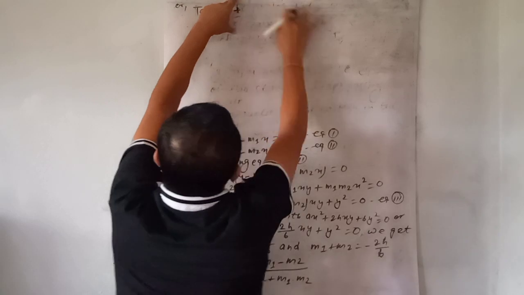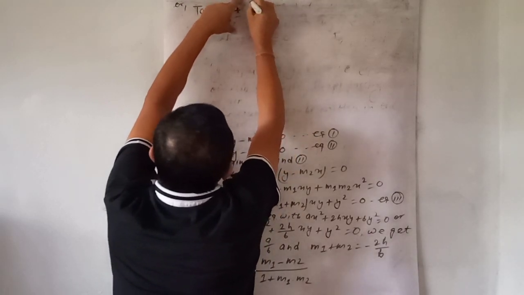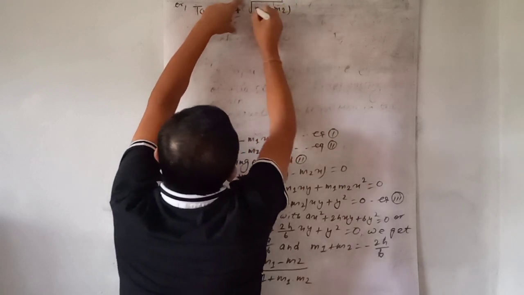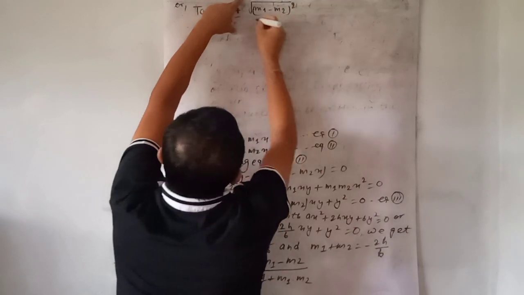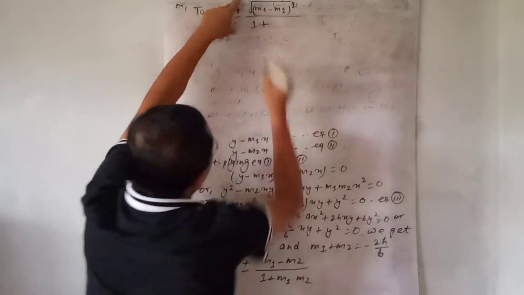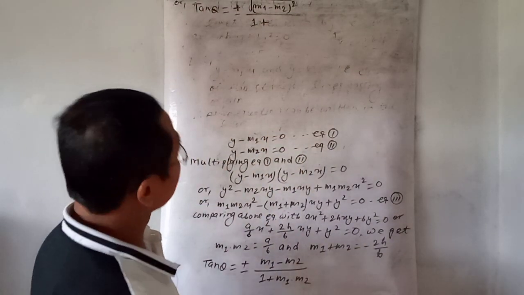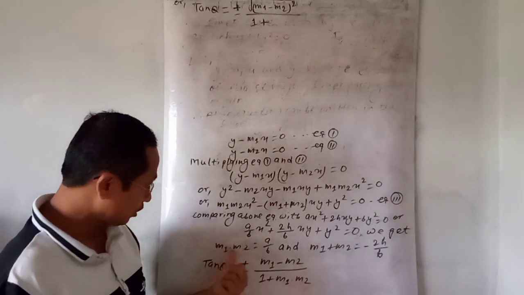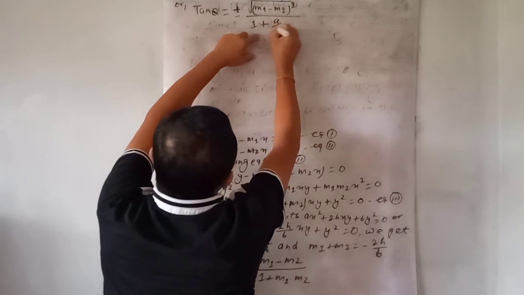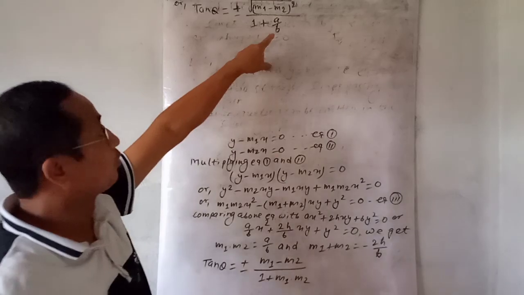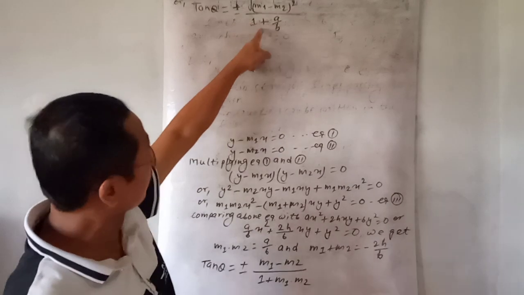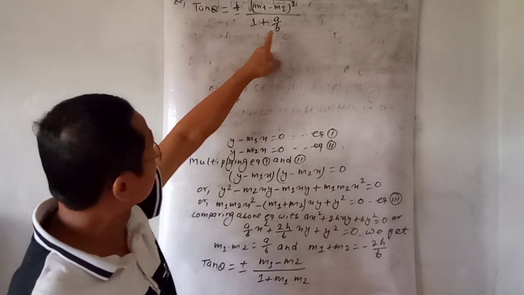We can write this as m1 minus m2 of whole square root, divided by 1 plus m1 into m2. The value of m1 into m2 is a by b, so in place of m1 into m2 we write a by b.